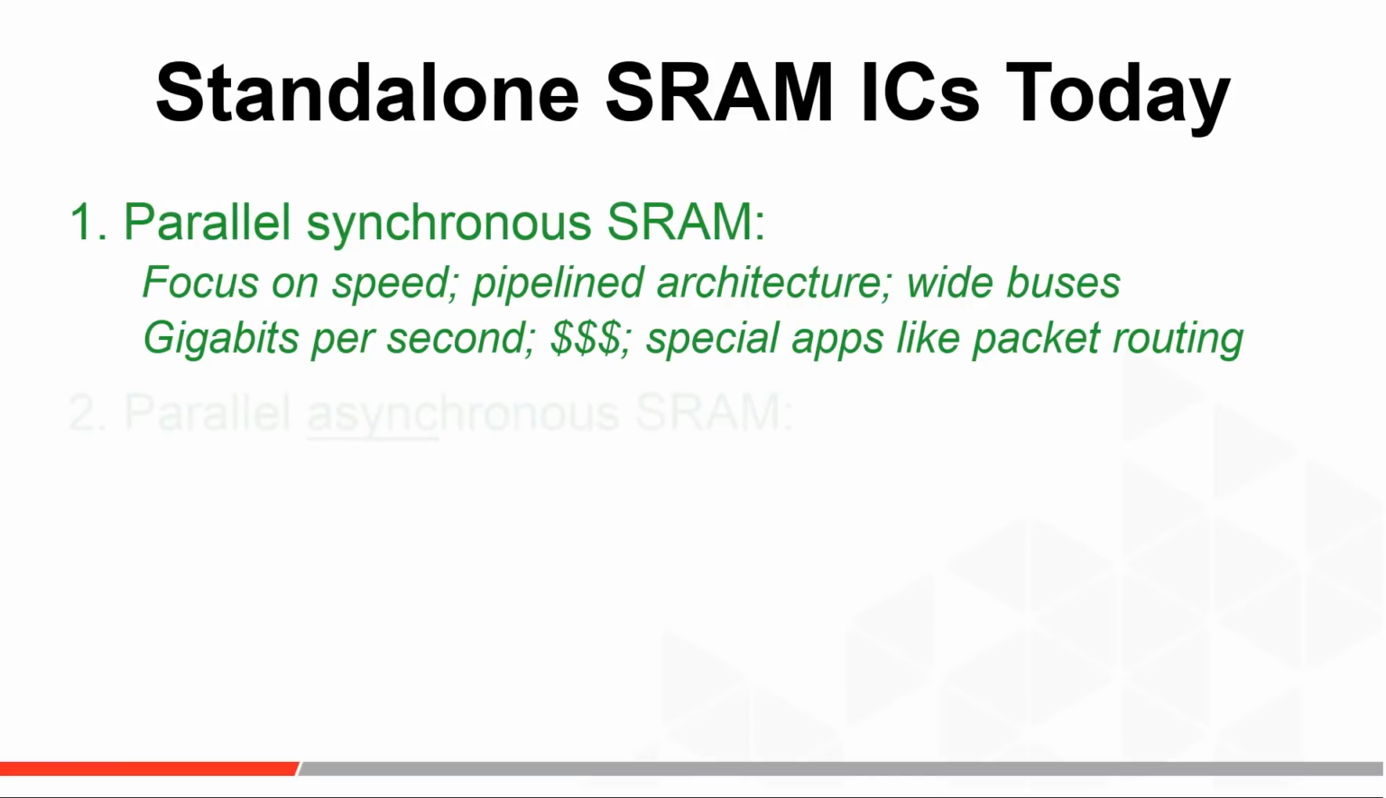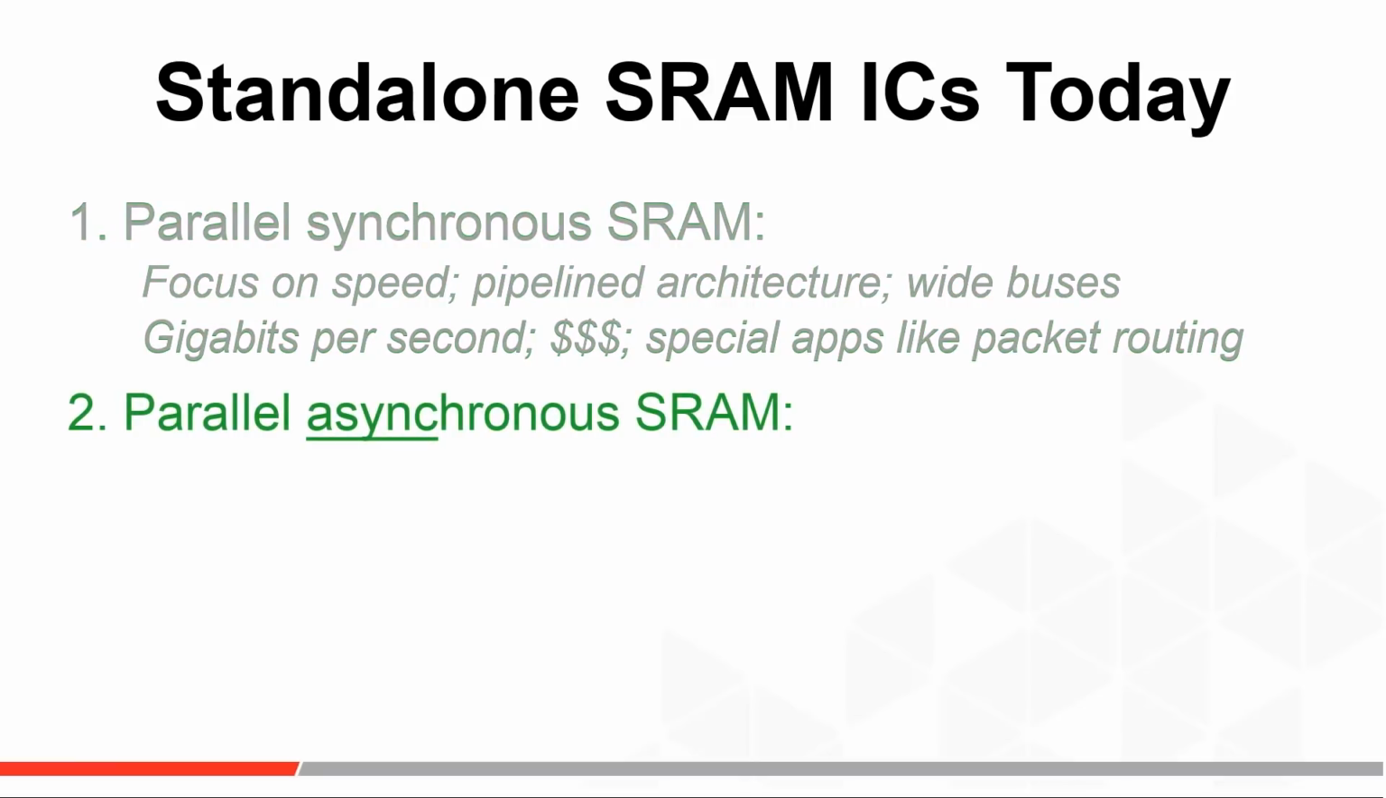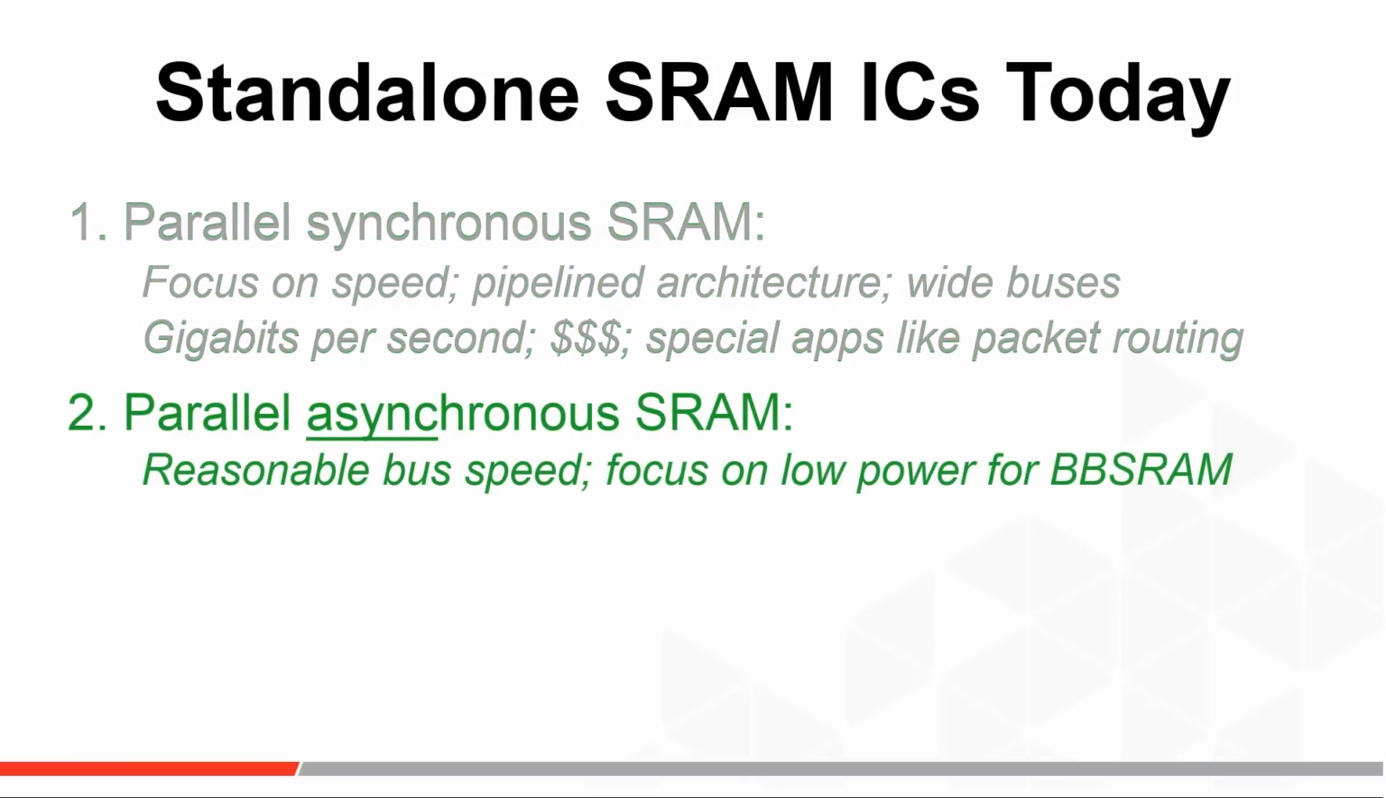Next is parallel asynchronous ICs. These have access times like 25 nanoseconds to 45 nanoseconds. That is pretty slow, but designers value low current here. Low active current, standby current, low sleep current. Why? Because these low currents make asynchronous SRAMs live longer on battery charges. See our video, What is BB-SRAM, to understand what battery-backed SRAMs are all about.